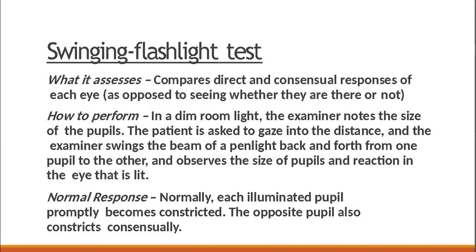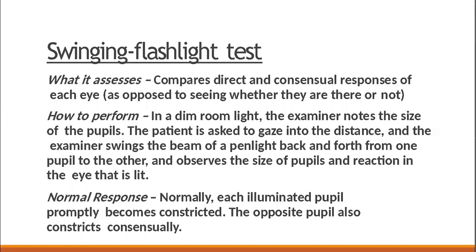Basically, in a dim light room, you notice the size of the pupil, ask the patient to look at a distant object, and then swing the beam of the pen torch back and forth from one pupil to the other and observe the size and reaction of the pupils. Normally, when I shift the light from the right eye to the left eye, the pupil constricts, and the other pupil also constricts.